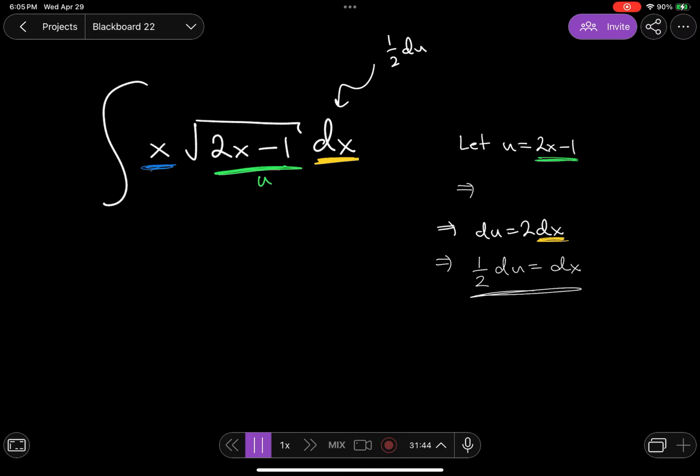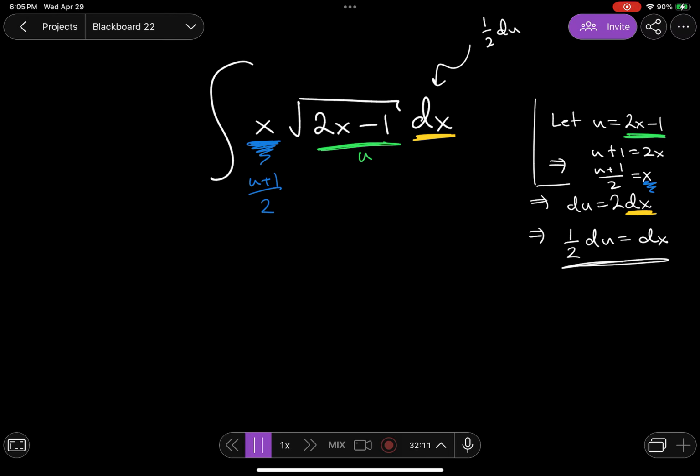Isolating for x in this equation, or maybe I should do it separately like this. I think we're all good. Add 1 to both sides. Divide both sides by 2. So that tells me that u plus 1 is equal to 2x. But that tells me that u plus 1 over 2 is the same thing as x. Check that out. x right here, x right here. So apparently this x can be replaced with u plus 1 over 2, transforming my entire integral to u plus 1 over 2. Again, that was the thing in blue, right?